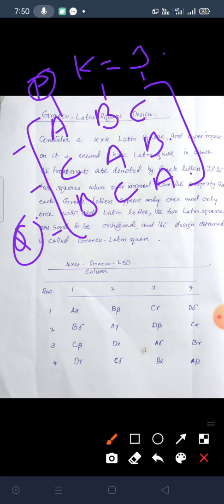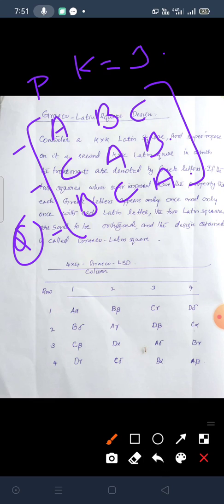Here one treatment occurs only once in each row and each column. So A occurs in this row, and A is also in this column. Similarly, A occurs in this row and occurs in this column only once. This is true for all the treatments. So this is actually a Latin square design.